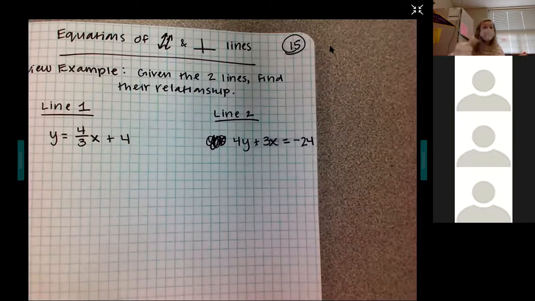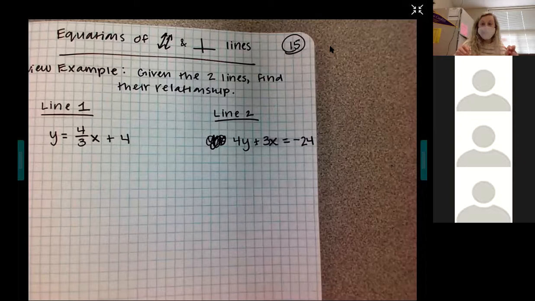So what we need to do is compare these 2 lines. Again, this is your review example. We're going to look at the 2 lines, look at their slopes, and see how they would be related. This is your review from yesterday before I start new stuff. All right, so how do we look at the 2 slopes? What has to happen first? They both have to say y equals.